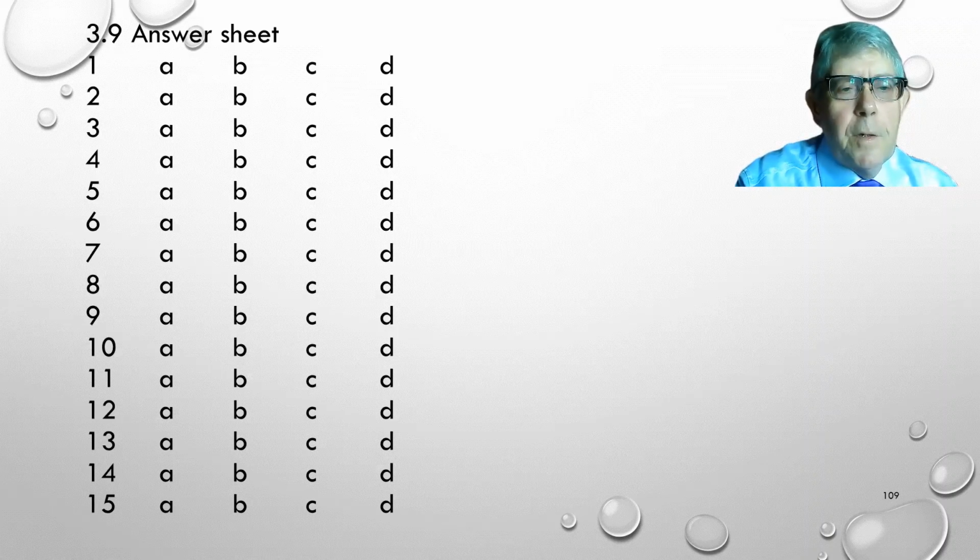Okay, that's the end of 3.9. So we have a 15-question multiple choice. If you have this answer sheet in front of you, then great. If not, then as ever, just jot from 1 to 15 down and write the appropriate answer as you see fit.